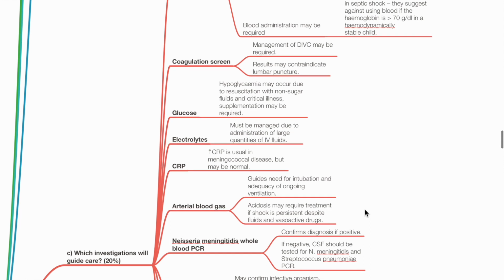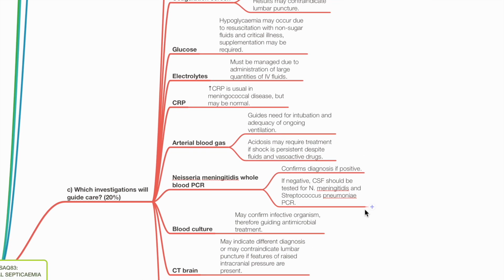Management of DIVC may be required. Results may contraindicate lumbar puncture. Blood glucose levels. Hypoglycemia may occur due to resuscitation with non-sugar containing fluids and critical illness. Supplementation with dextrose may be required. Electrolyte abnormalities must be corrected. Raised CRP is usual in meningococcal disease but may be normal.